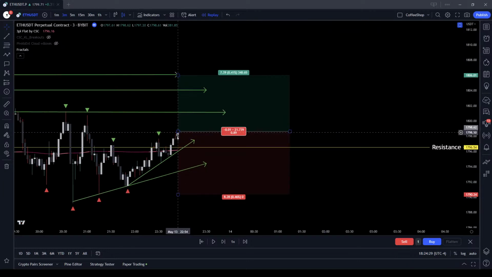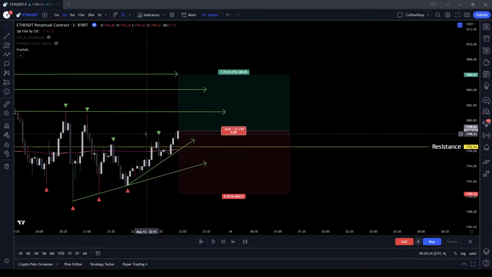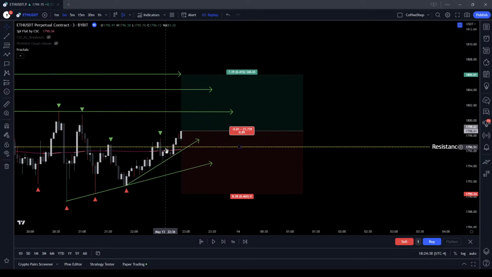You break out of the channel, right? You break out of the channel, you're good. Now, by all means, technically, I should say this visually looks like a great setup because you have a move up, a test of your trend line, right? It's a dip right through your 200 period moving average, and then it comes right back up.